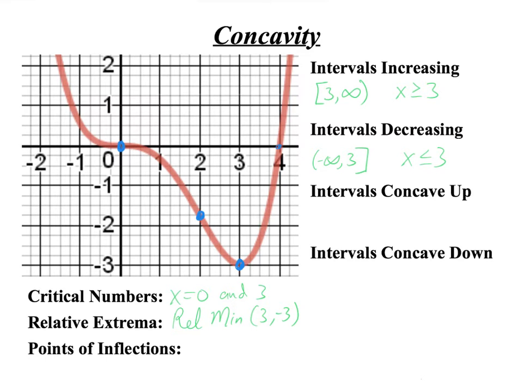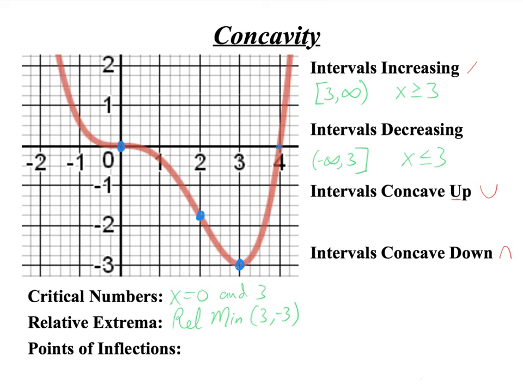So let's talk about concave up and concave down. Concave up and concave down look like a cup or a smile. If I say something's concave up, it looks like that, kind of like a U for up, if you notice that. Concave down looks like that, upside down.